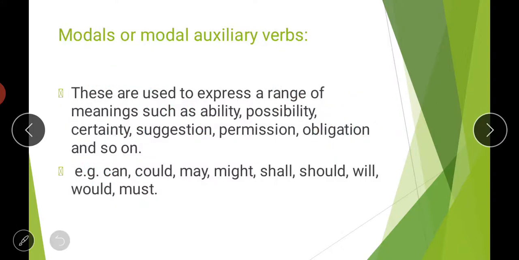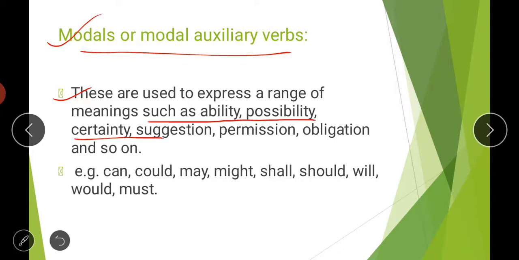Then comes your second category of auxiliary verb, that is modals or modal auxiliary verbs. So what are these? These are used to express a range of meanings such as ability, possibility, certainty, or suggestion, permission, obligation. These modals are used to express these different meanings.